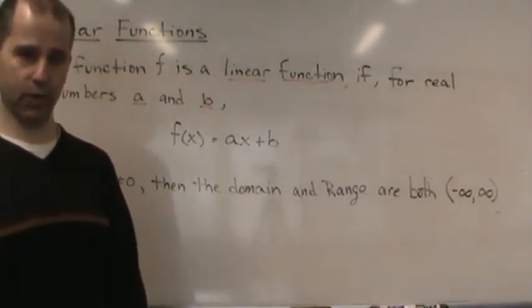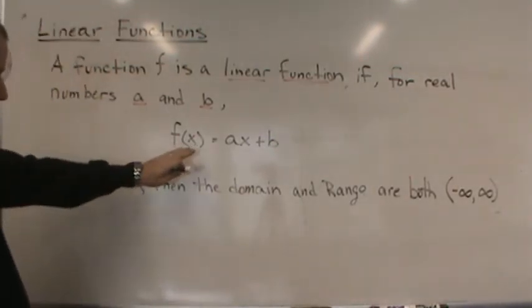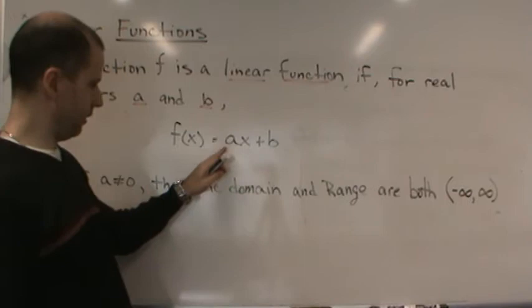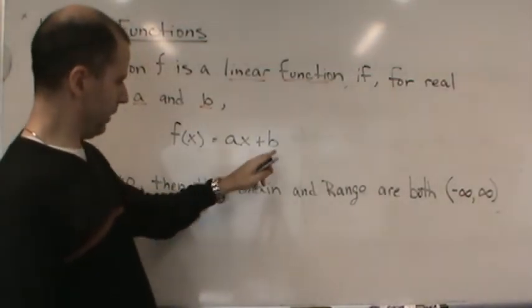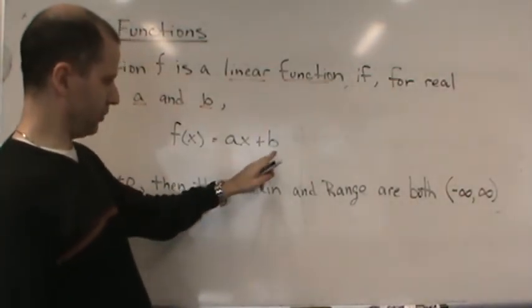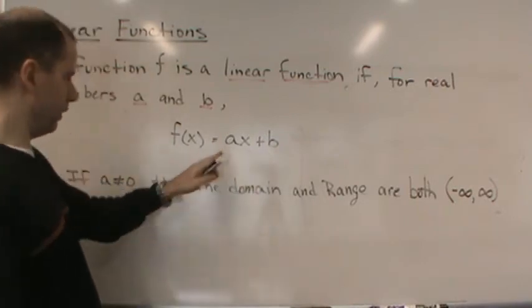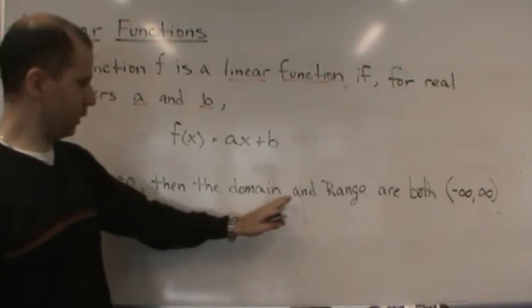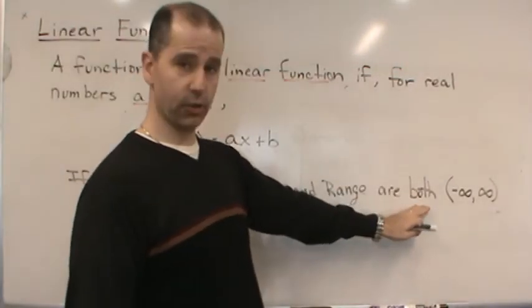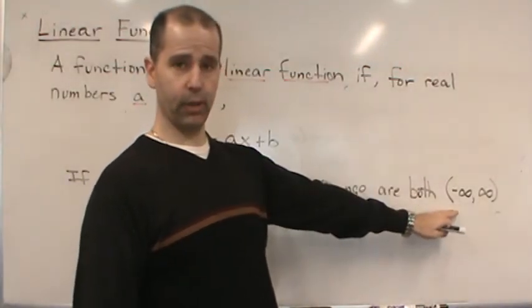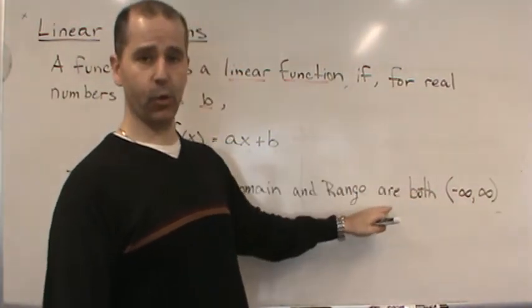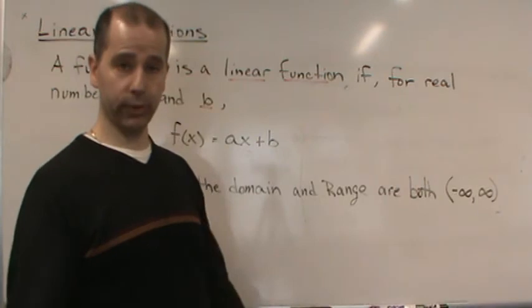then we know it is a linear function by definition. Now, if it is a linear function, as long as a is not equal to 0, because if a is equal to 0, then all we have is a constant function, and so this won't be true. Okay, but if a is not equal to 0, then the domain and range of this function will always be both negative infinity to positive infinity. So the domain and the range are going to be all real numbers.